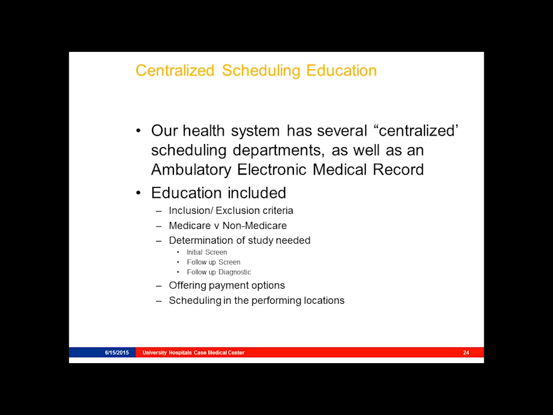On to scheduling. Our health system has several centralized scheduling departments, as well as an ambulatory electronic medical record. We have 3 electronic medical records in our system, none of which talk to each other, so you can imagine the challenges that poses. We worked with our schedulers to help them understand the importance of the inclusion and exclusion criteria, the importance of Medicare versus non-Medicare patients, and how to determine what study was needed.